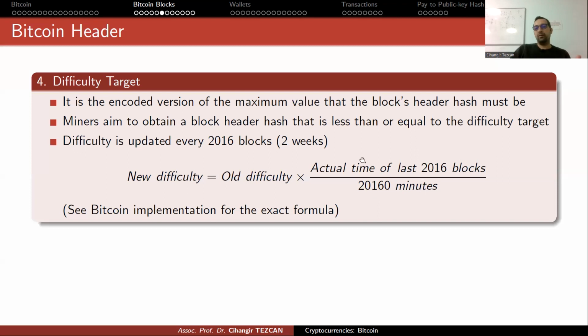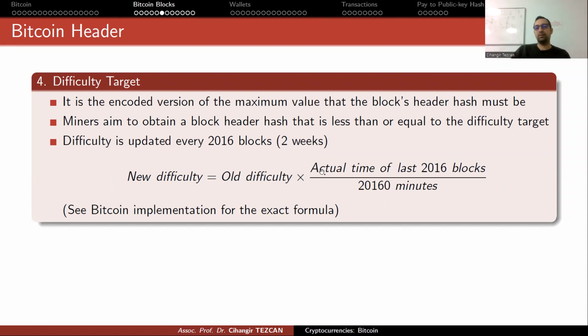So the formula is something like, the actual time of the last 2016 blocks divided by this many minutes, and you multiply with the old difficulty to obtain a new difficulty. But just understand that this is like a pseudo formula. The exact formula is a little bit complicated, and I recommend you to check the Bitcoin implementation.